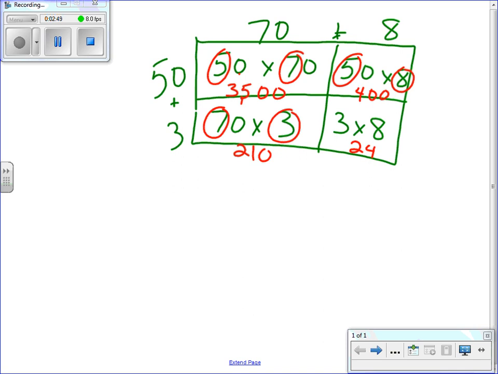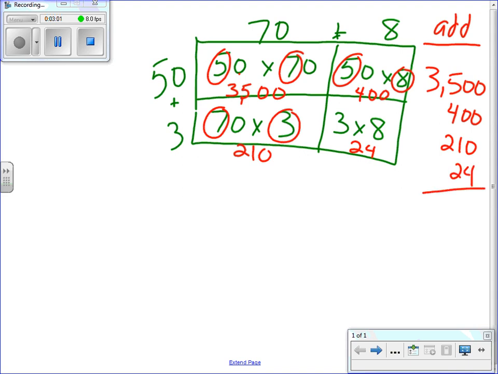If you break them apart, I need to add right over here in this column: 3,500 plus 400 plus 210 plus 24. 4, and I go right down my column, and 3 and 9 and 11, and I regroup. 4,134. Is that the product that we had on the traditional algorithm? Okay, great. So once again, I need to remember what I'm doing.